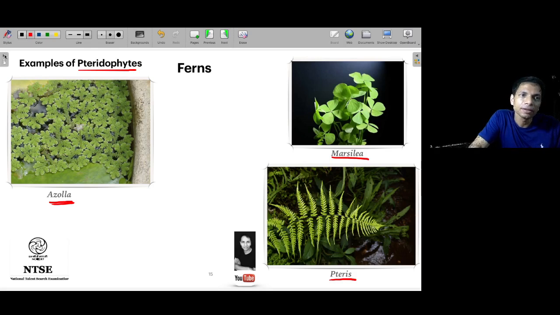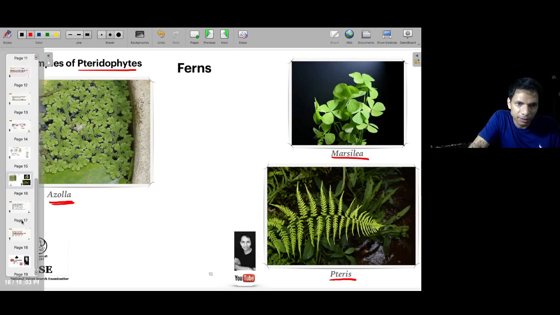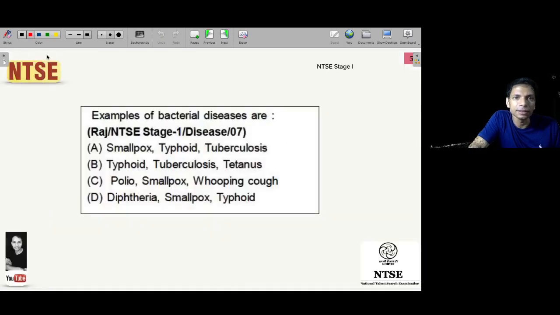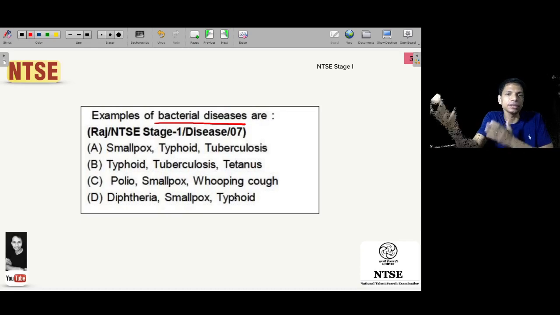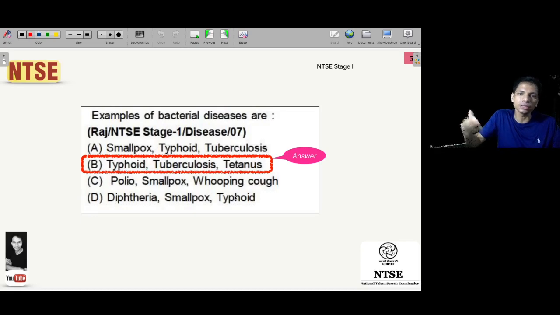All right. The last question of today, which we'll discuss. Last NTSE type question, again from Rajasthan 2017. Examples of bacterial disease out of these. We have smallpox, typhoid, tuberculosis, tetanus, polio, whooping cough, diphtheria. So which one of them are solely bacterial disease? Again, anybody who's watching can stop this video and answer this question by timing yourself. The answer here is tuberculosis, typhoid, and tetanus. These are all bacterial.